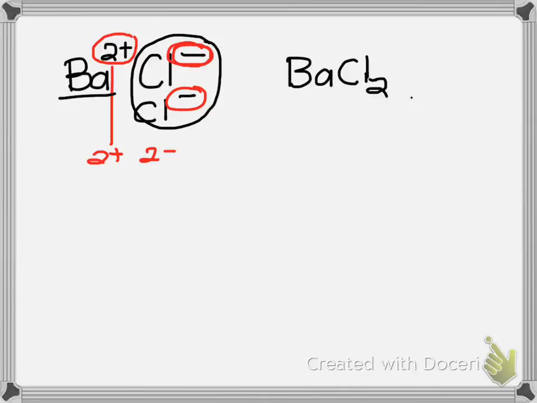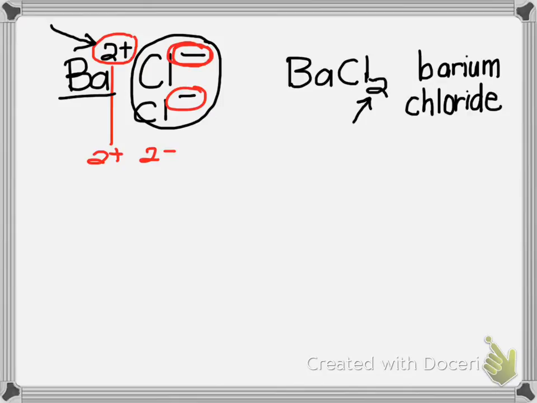Okay, so superscripts like this are used to write charge. Subscripts like this are used in formulas to tell how many you have. So in this case we need 1 barium and 2 chlorides. And this would be named, positive ions are named the same as the element, and for the negative ion you change the ending to -ide, so it's barium chloride.